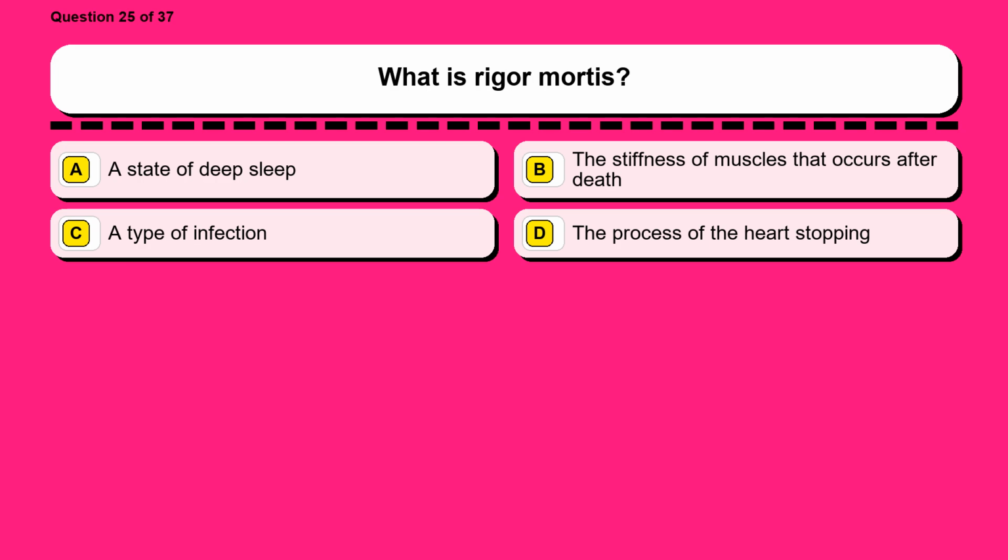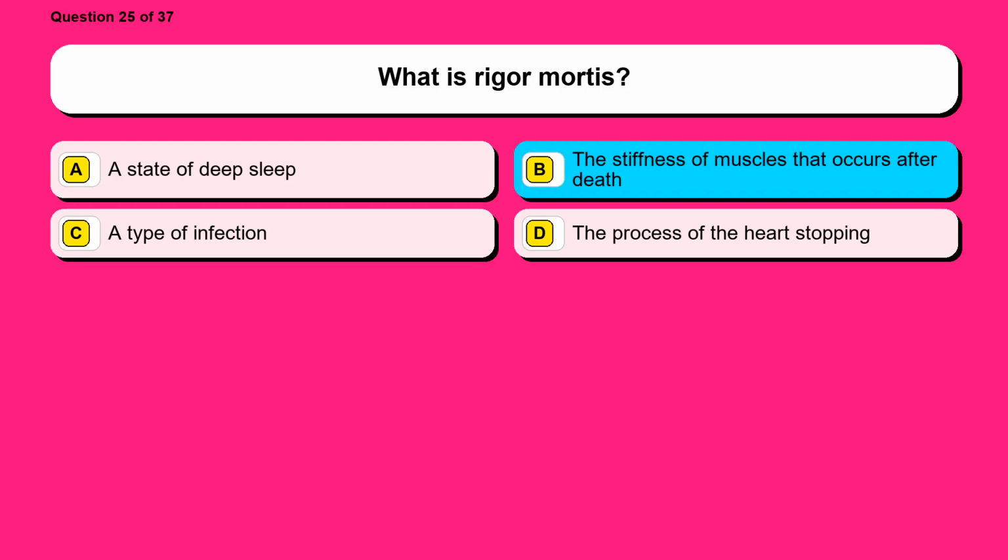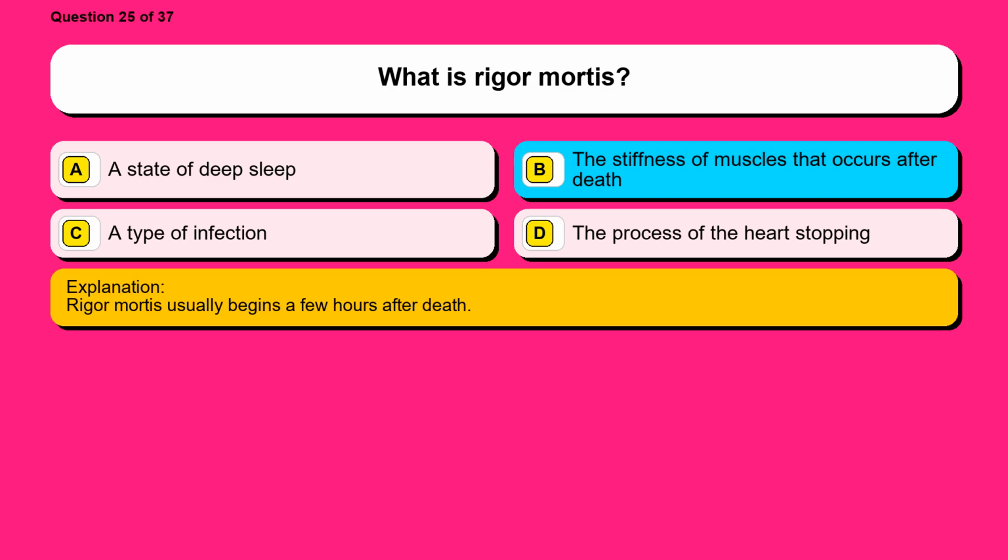Question 25. What is rigor mortis? Option A, a state of deep sleep. Option B, the stiffness of muscles that occurs after death. Option C, a type of infection. Option D, the process of the heart stopping. The correct answer is option B, the stiffness of muscles that occurs after death. Rigor mortis usually begins a few hours after death.